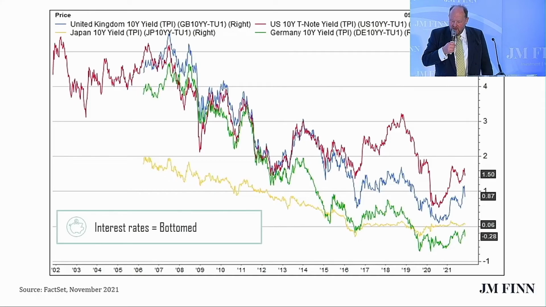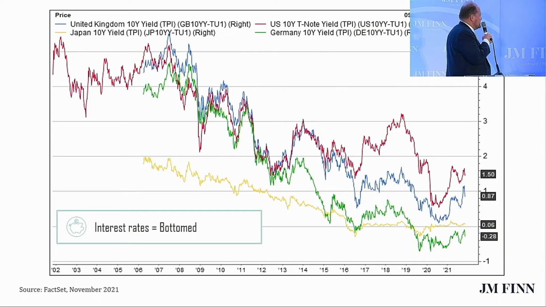So where are we? Here's a chart of interest rates. The red line is the 10-year US Treasury bond. The blue line is the 10-year gilt. The green line is the 10-year German Bund.